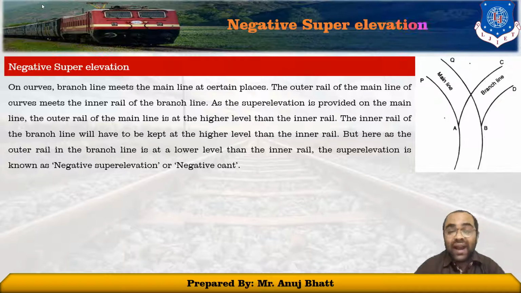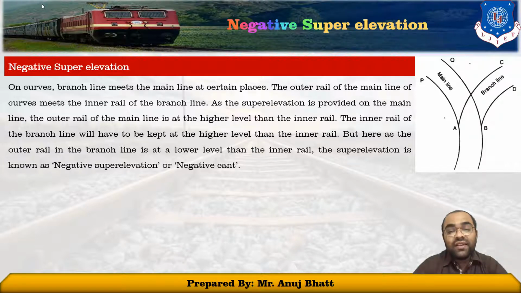As the super elevation is provided on the main line, the outer rail of the main line is at a higher level than the inner rail, and the inner rail of the branch line will have to be kept at a higher level than the outer rail. But here, as the outer rail in the branch line is at a lower level than the inner rail, that is known as the negative super elevation, or we can say the negative cant.